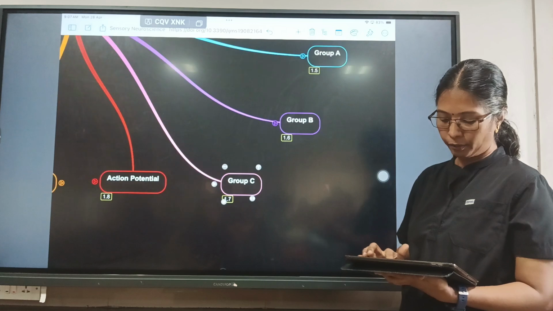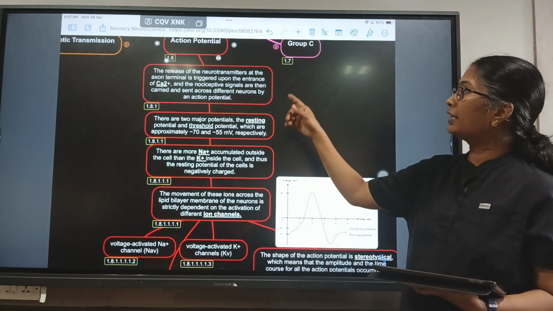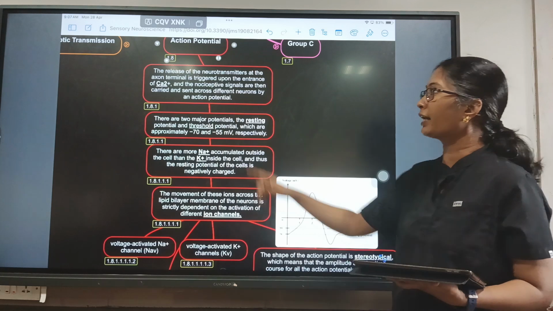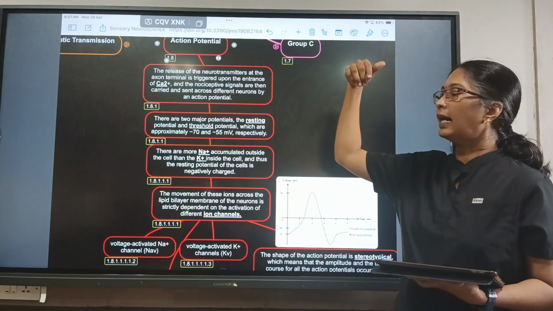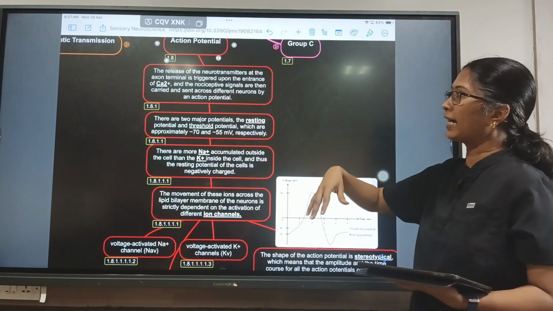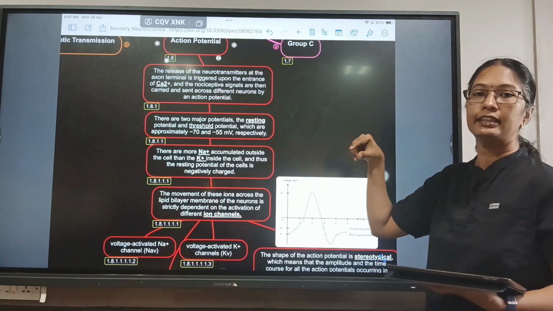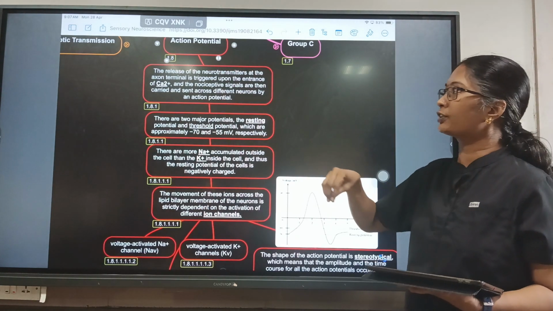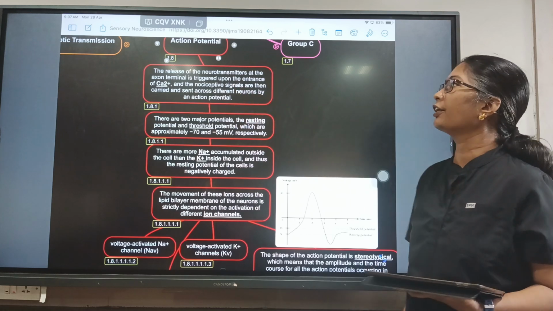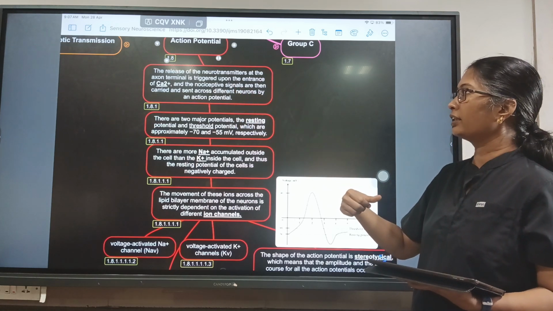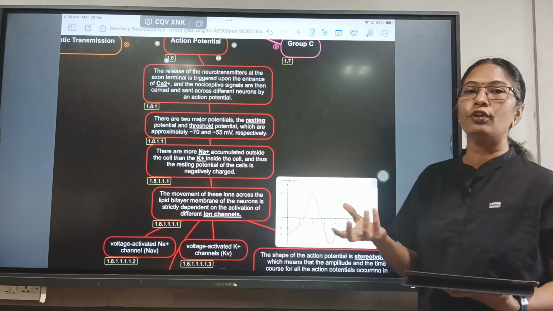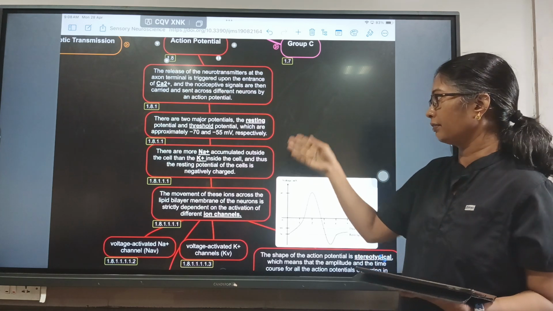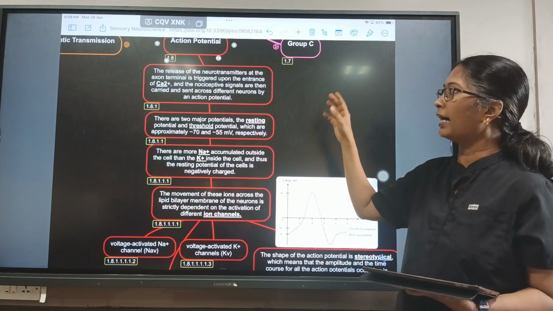Talking about action potential, the release of neurotransmitters at the axon terminal is triggered upon the entrance of calcium. At the end of the nerve fiber, which is the axon terminal, there are calcium gated ion channels, and when an action potential reaches the axon terminal, calcium ions enter the axon terminal and trigger the release of the neurotransmitters which are stored in vesicles in the axon terminal.